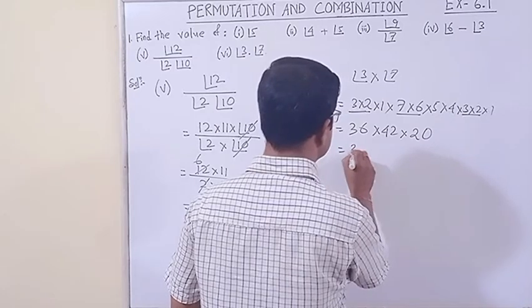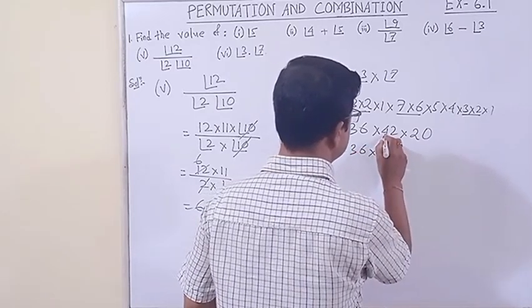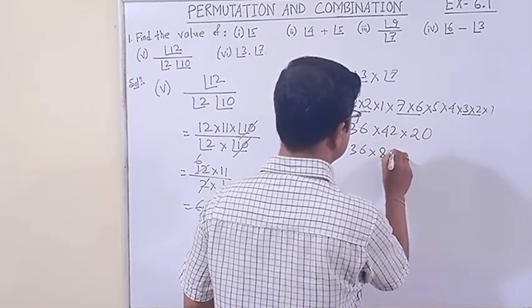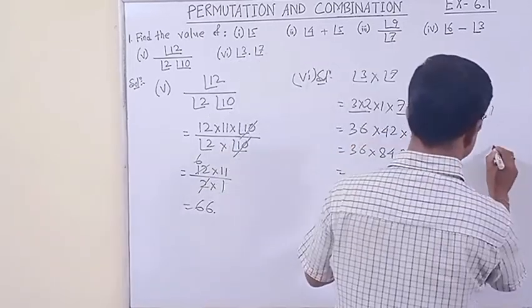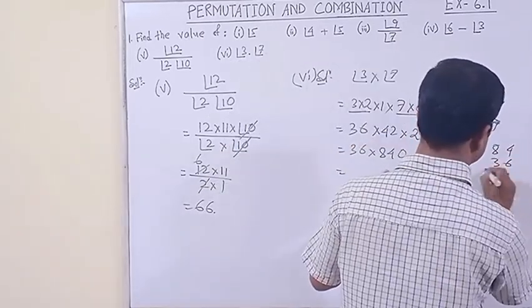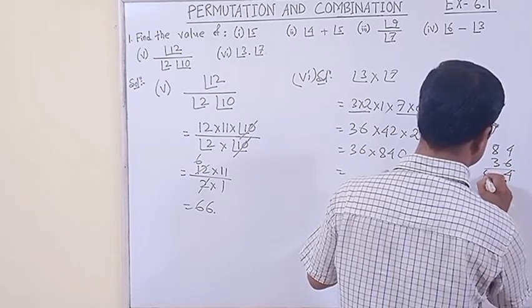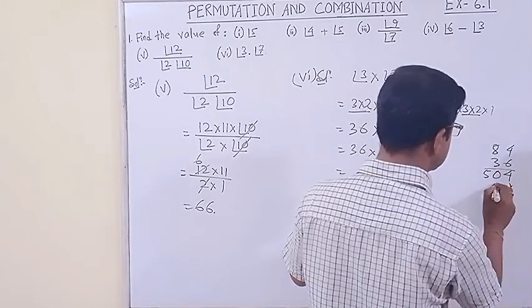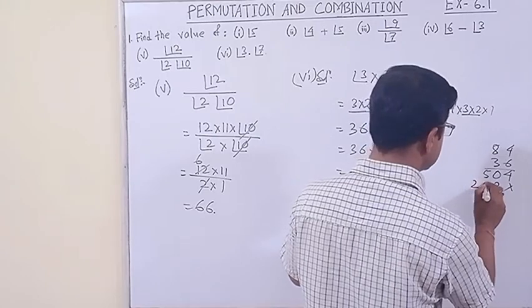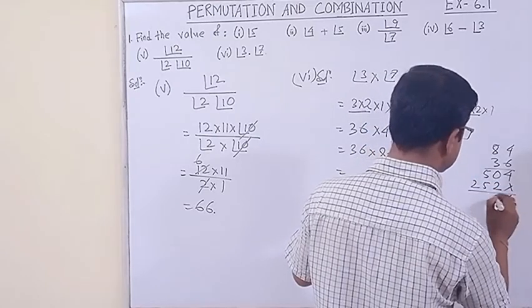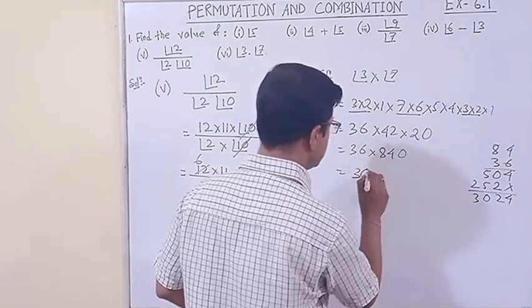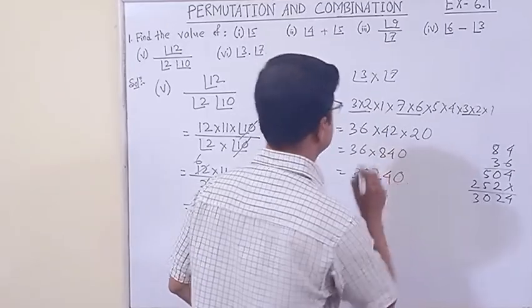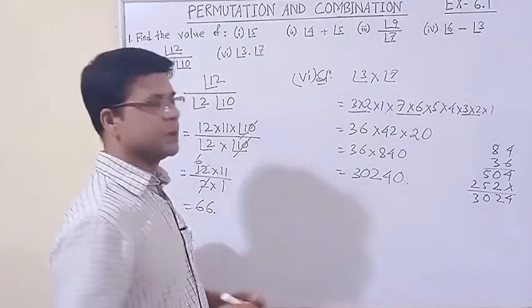So 36. Then what is their product? 42 into 2, 84. Now let us multiply these two. 84 into 36. 3024 and this 0. In this way we have solved question number 1.